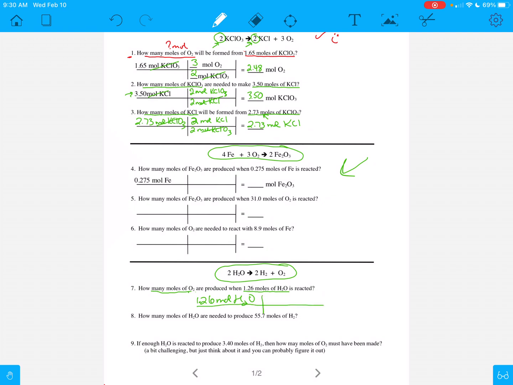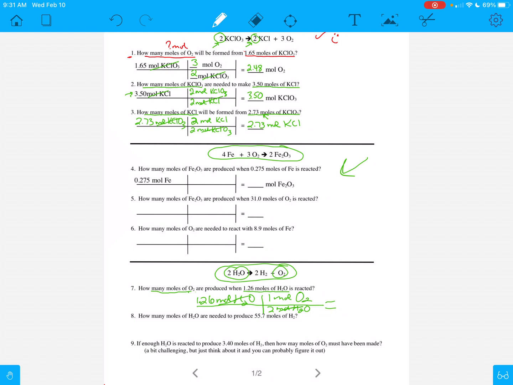And I need to convert this into moles of O2. Well, what's my mole ratio for O2 and H2O? That's going to be a 2-to-1, isn't it? So I put 2 moles of H2O on the bottom, and I put 1 mole of O2 on top. Okay? Why did I put the 2 on the bottom? Because moles of H2O needed to cancel. And so then I can get my answer from there.